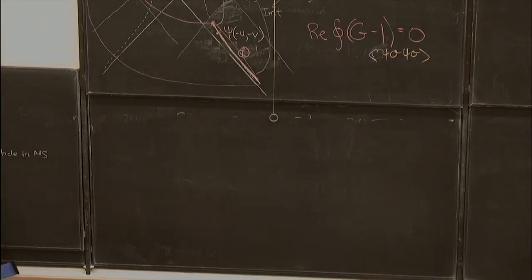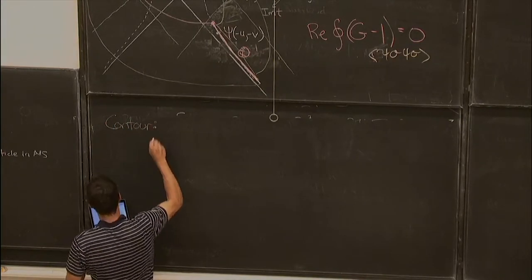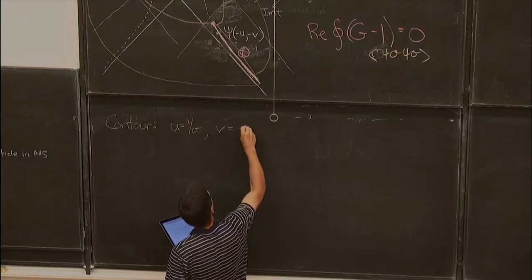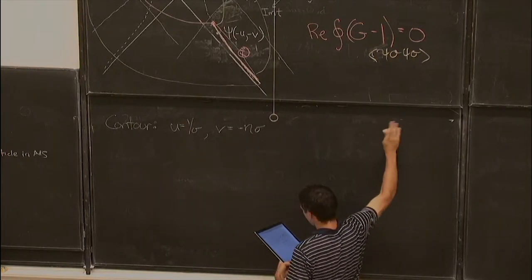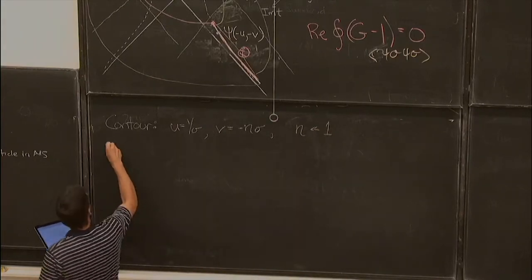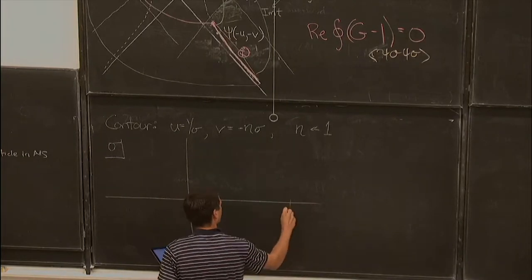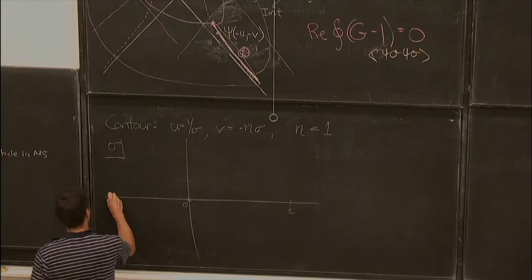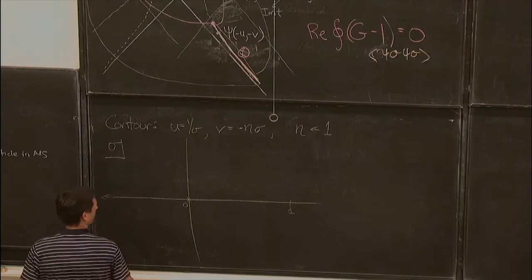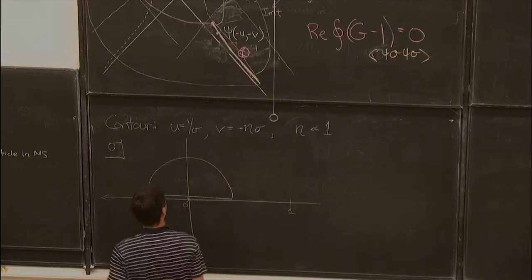It's also zero. Yeah. Okay, so to describe this contour, I'm going to let u equal 1 over sigma, v equal minus eta sigma, and assume that eta is much less than 1. Then it's a contour in the sigma plane, which looks something like this.